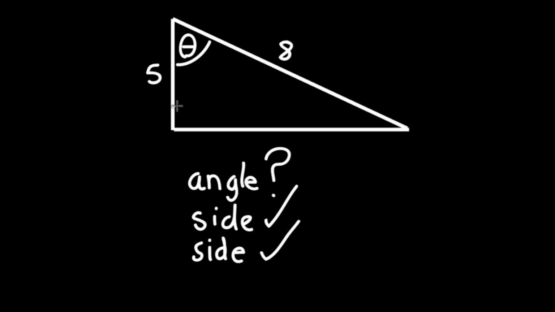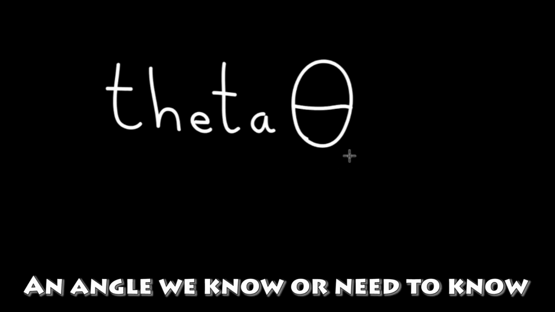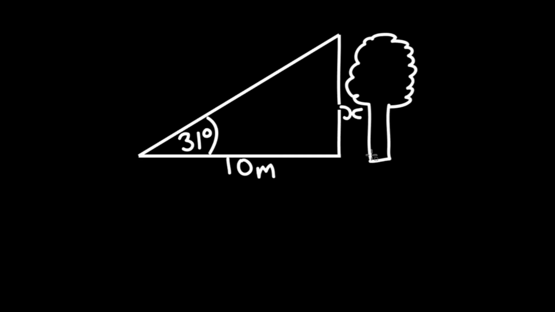This little square in the angle means it's 90 degrees, a right angle, so the other two angles are complementary, meaning they must together add up to 90 degrees, as there are 180 degrees between all three. That symbol we just saw is the Greek letter theta and indicates this is an angle we either know or need to know. Okay, let's work through a question together.